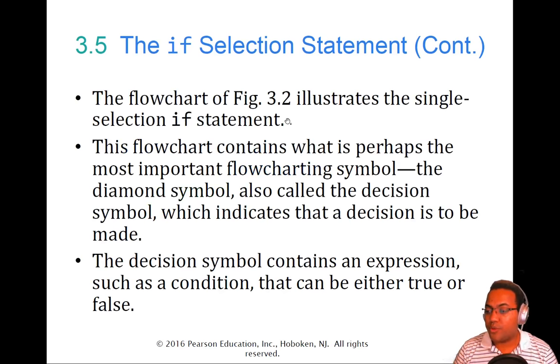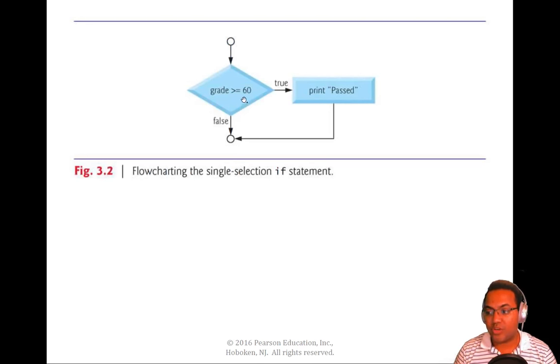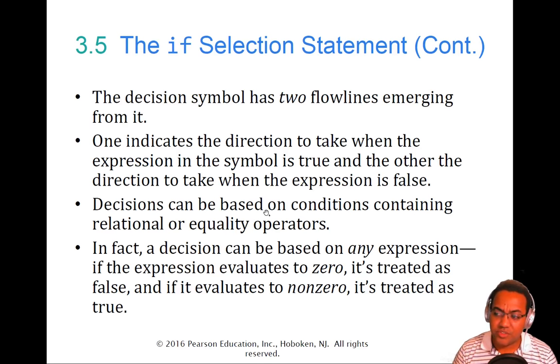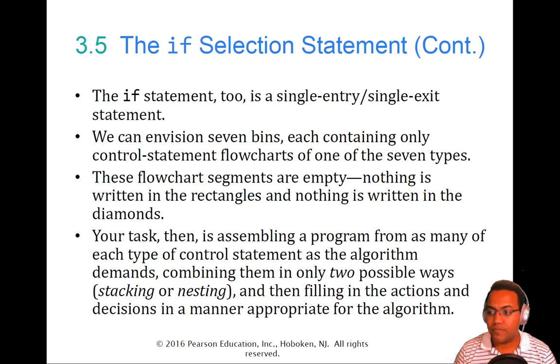The flowchart of figure 3.2 illustrates the single selection if statement. This flowchart contains what is perhaps the most important flowcharting symbol, the diamond. The diamond is your if statement flowchart symbol. If the grade is greater than or equal to 60, print passed. Otherwise, do something else. That wasn't annotated here. The decision symbol has 2 flow lines emerging from it. One is yes and one is no. So keep on going. The if statement too is a single entry, single exit statement, meaning that there's only one way in and only one way out.